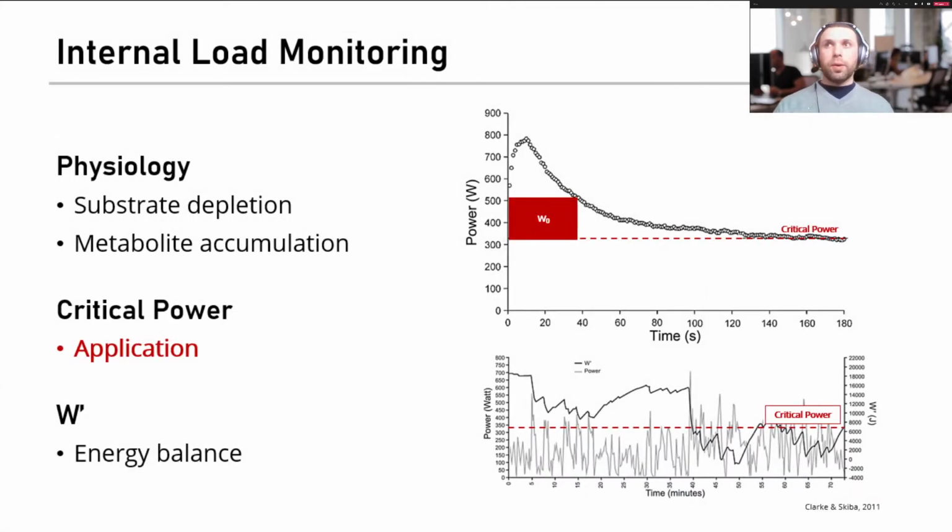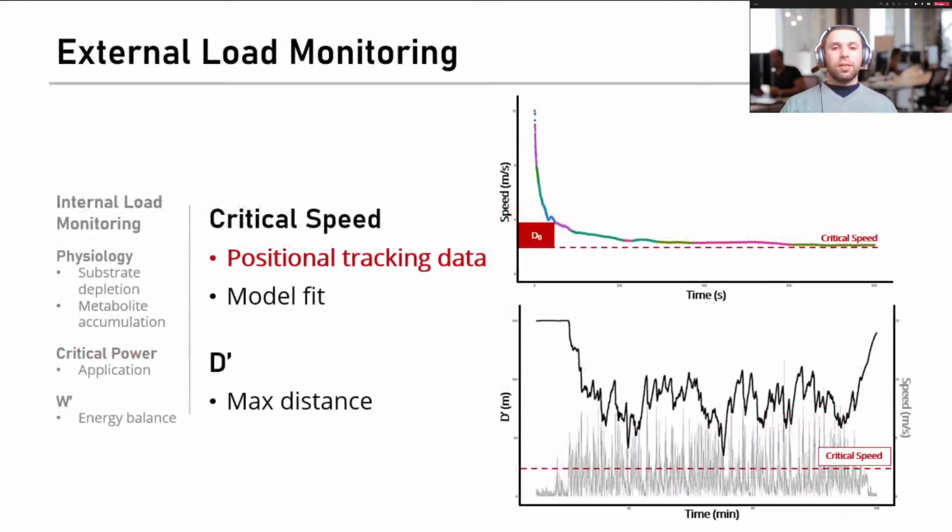To provide some background information, this is based on the W prime model, and its premise is that it can estimate how much anaerobic energy is used or replenished at any given point in time. Unfortunately, this requires a lot of lab-based testing and is impractical based on the data that we have that's coming in. So instead of using the W prime model, we can use the D prime model.